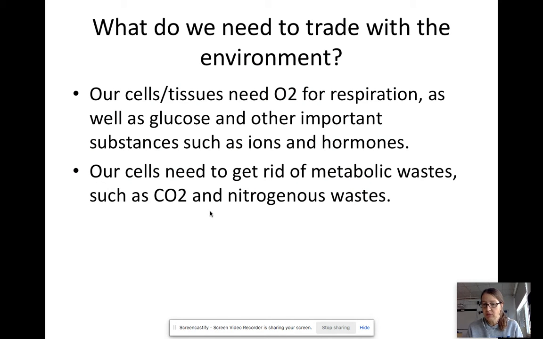We need O2 for cell respiration because that's one of the important components. And we also need glucose for cell respiration as well. And then, of course, other important substances like ions, hormones, nutrients, you name it. And what we have to get rid of then are metabolic wastes, such as CO2, and then nitrogenous wastes. So we've got to have the blood system moving around.